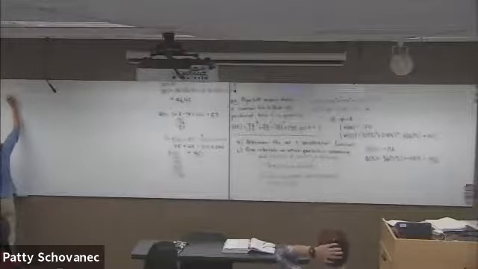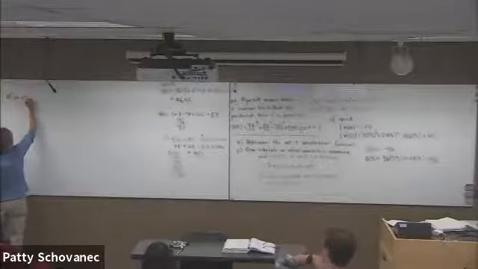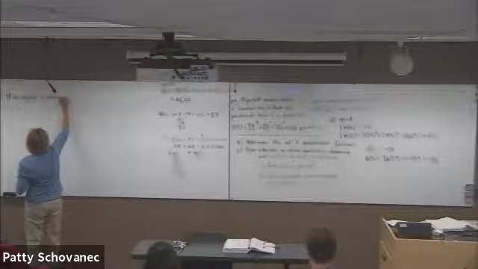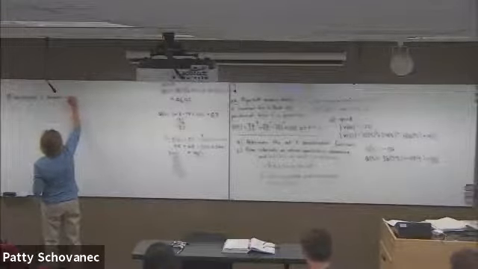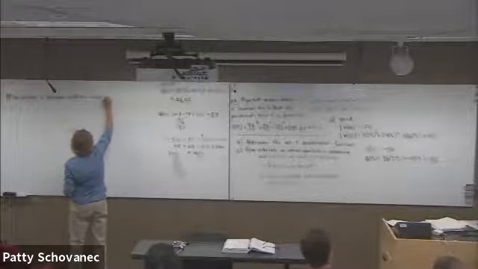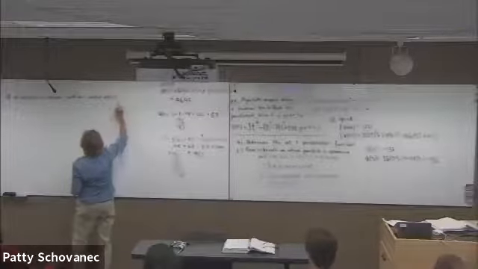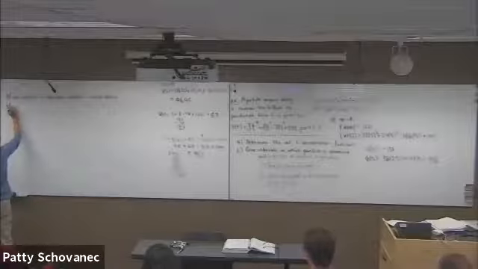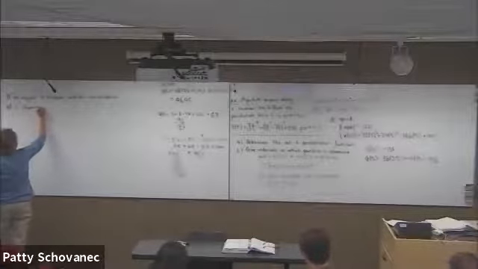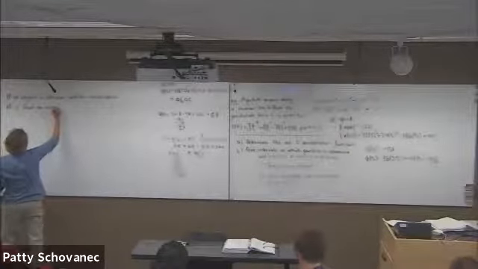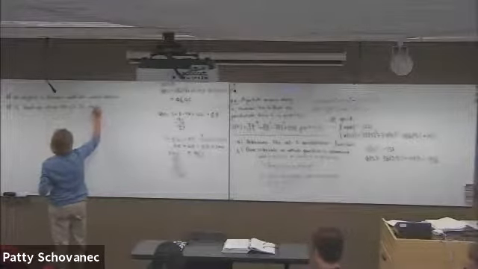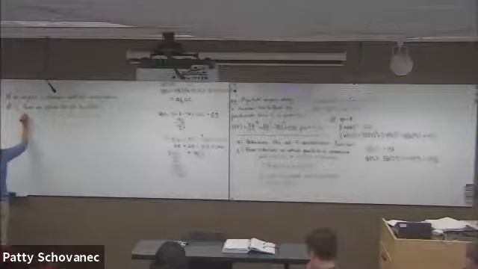So if an object is thrown with an initial velocity of v0 from an initial height of h0 feet. This velocity is going to be in feet per second.